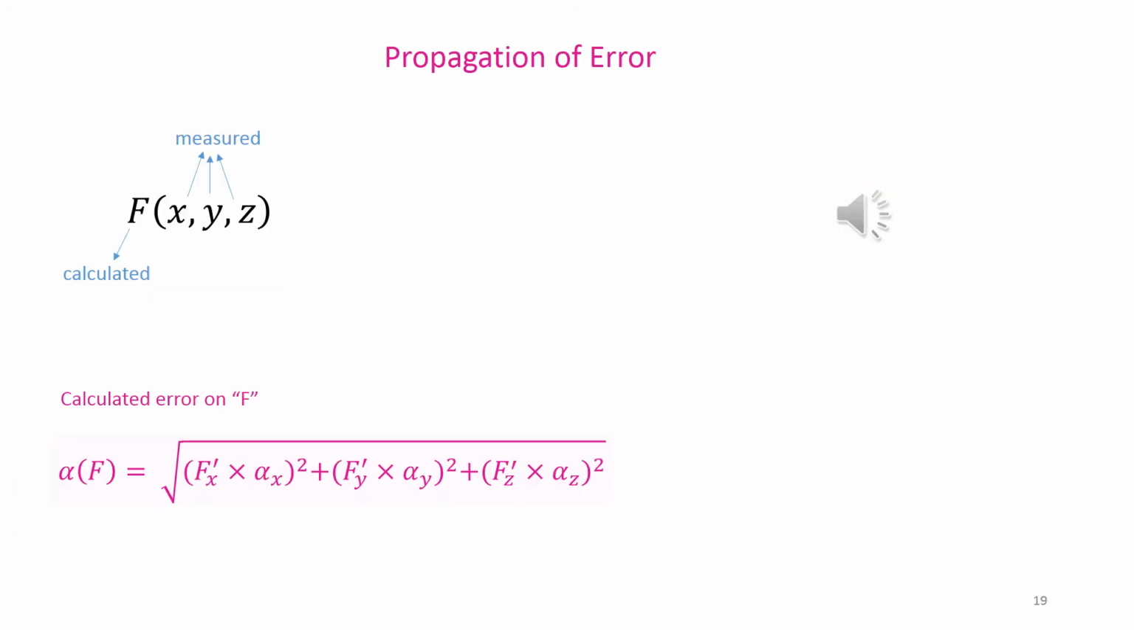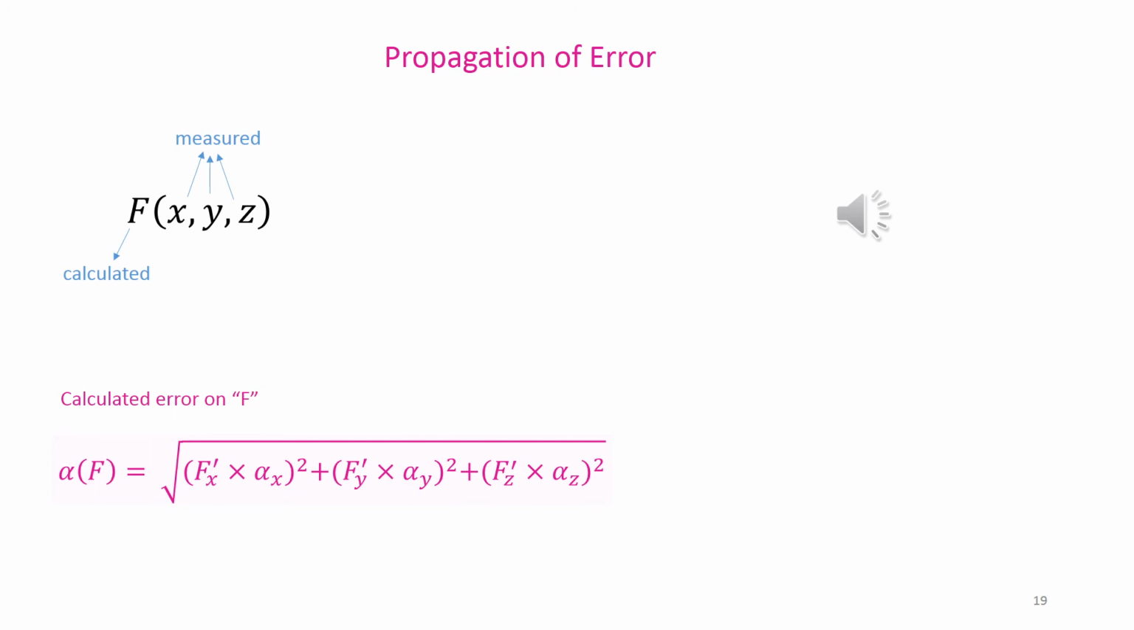Now let's generalize this formula to a variable f depending on three measured quantities x, y, z. Each quantity, let's imagine that x is mass and has a certain error when you measure the mass. They tell you 0.504 kilogram plus or minus 0.001.